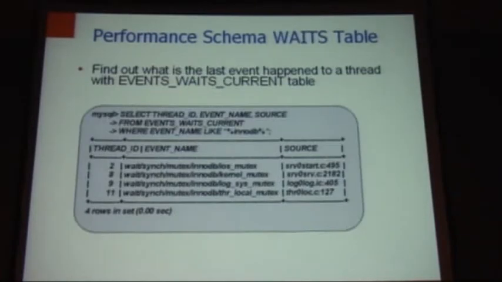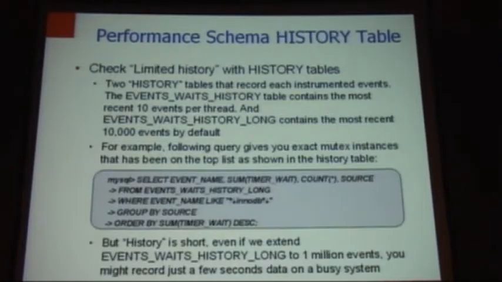So this is the wait current table, which gives you what's happening right now, in the current time. And of course, if you have something blocked on a mutex, you'll probably be able to find it out from this table. Suppose you have a thread actually blocked on, say, the kernel mutex. Then you will see it here and it gives you the line number and the file. So that's the nice thing about it.